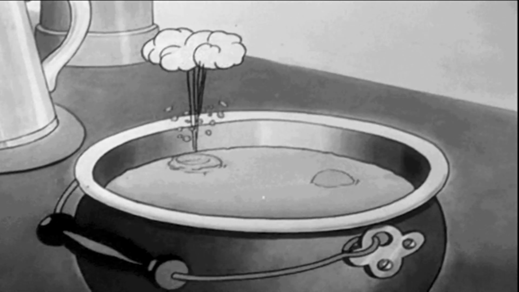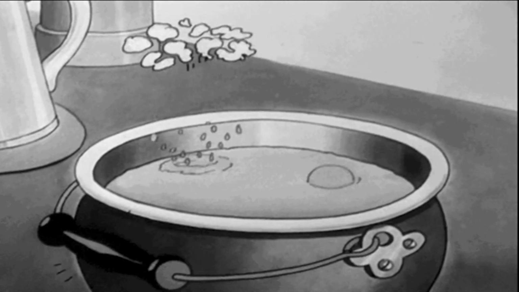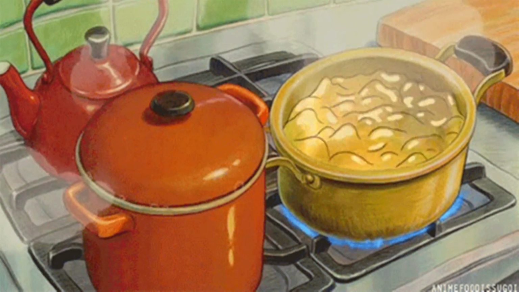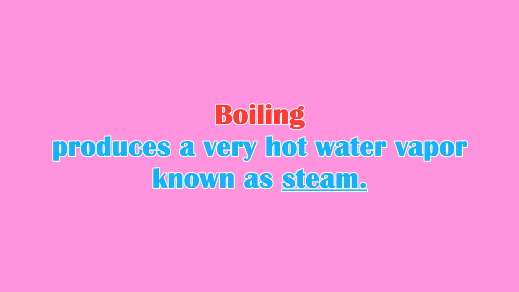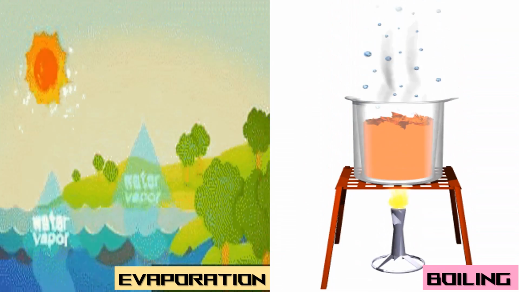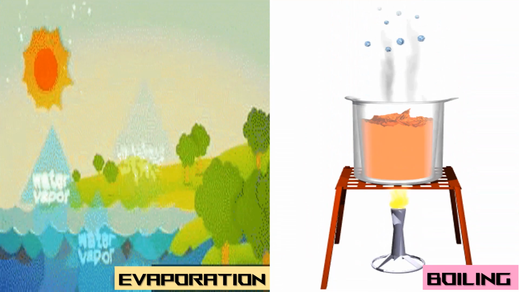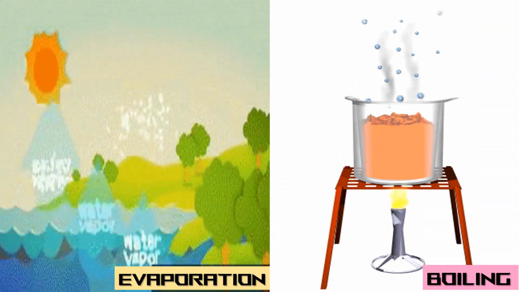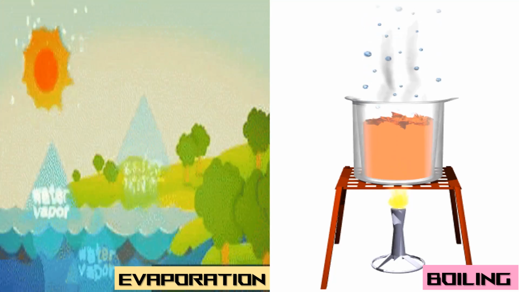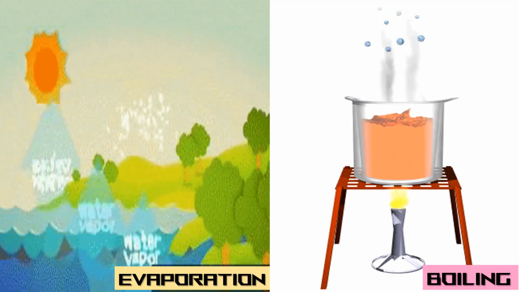But if you heat water to 100 degrees Celsius, it will boil. This makes water vapor that is very hot. This is called steam and the process is known as boiling. There is a difference between evaporation and boiling. Evaporation is when a liquid becomes a gas without forming bubbles. If bubbles are formed, we are talking instead about boiling.